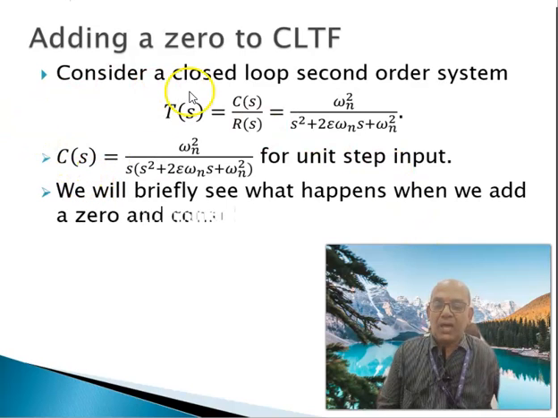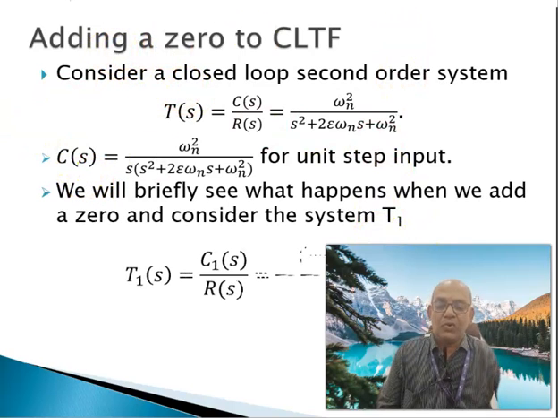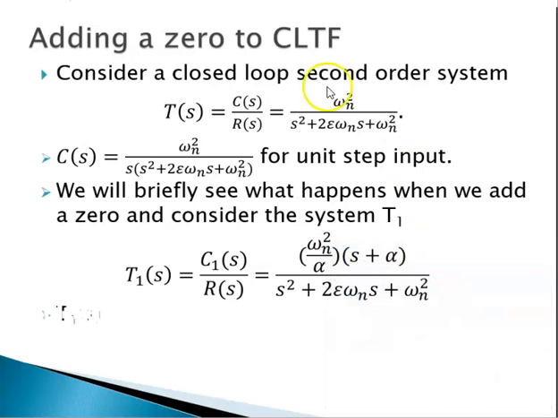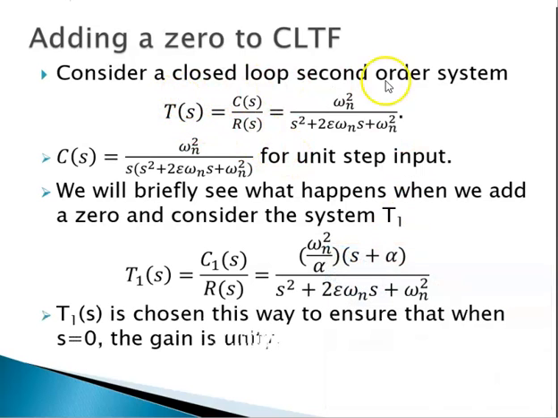To consider what happens when you add a 0 to the closed loop transfer function, consider a closed loop second order system. A second order system has this kind of standard transfer function where omega n is the natural frequency and zeta is the damping ratio. If you apply a step input you get 1 over s here, and so C(s) is given over here. Now we'll consider another system T1.